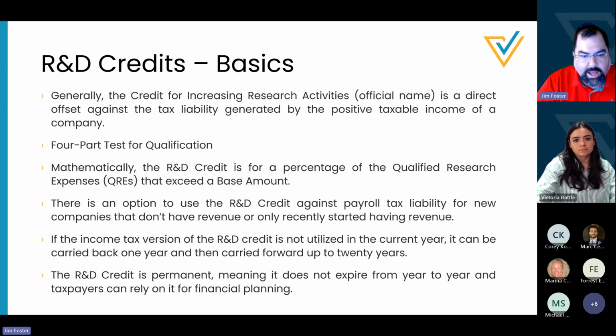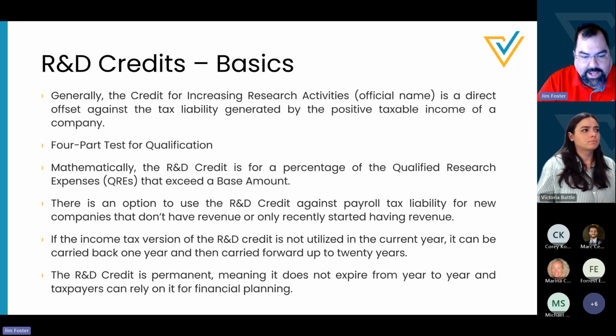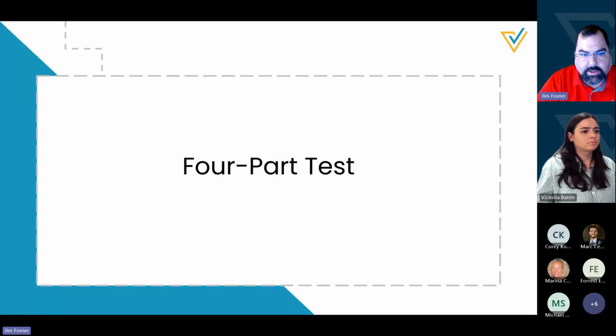If you can't utilize an R&D credit against your income tax in a particular year, maybe you had a loss or something, that doesn't mean you can't use the credit at all. It can be carried back 1 year and forward up to 20 years. The other thing that happened back in, I believe it was 2016, is the R&D credit became permanent, meaning it didn't expire every 2 years, and you can now rely on it for financial planning, which is fantastic.